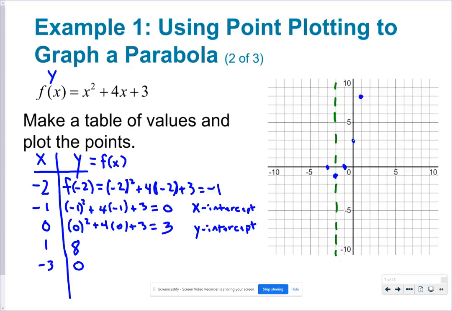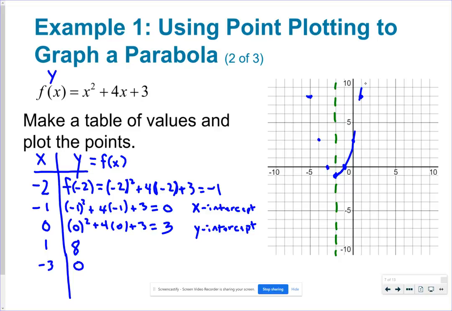Okay, so use the symmetry line. Notice I have a point (0, 3). It's 2 units away from the axis of symmetry. If I go 1, 2, there has to be a partner on the other side because of the symmetry. The point (1, 8): 1, 2, 3, there has to be a point on the other side. Use that symmetry line to help out. And then we're going to sketch the graph of the parabola going up through those points.